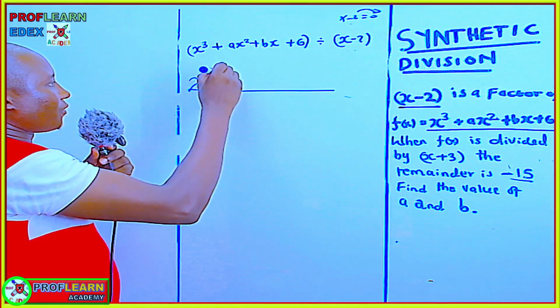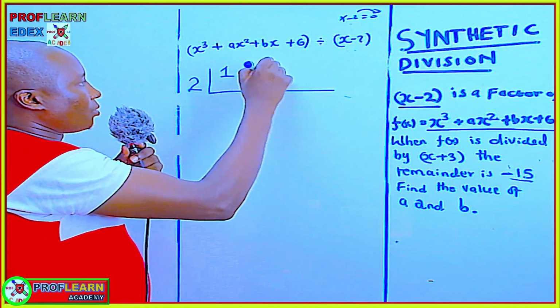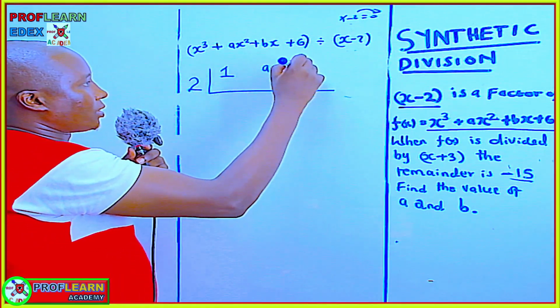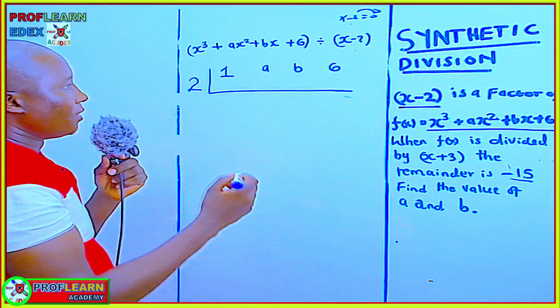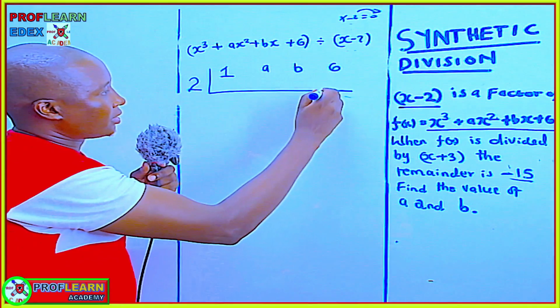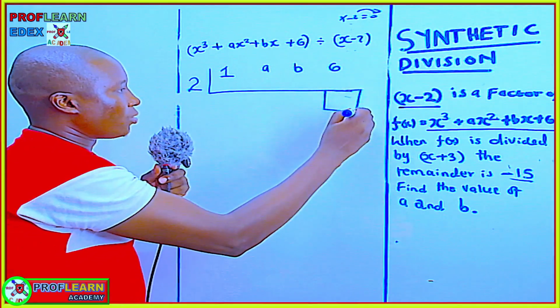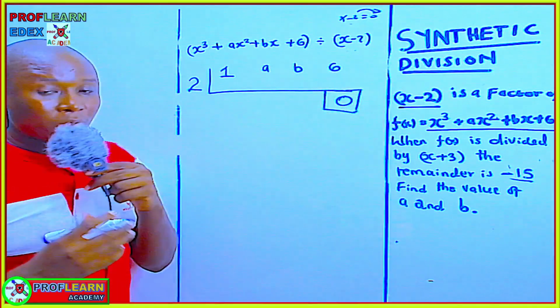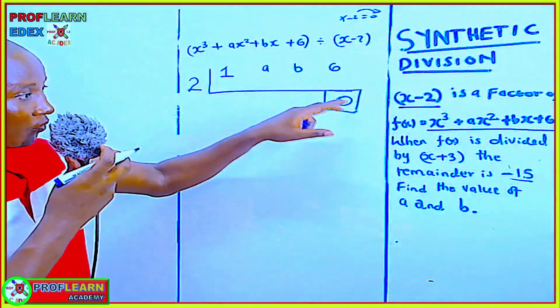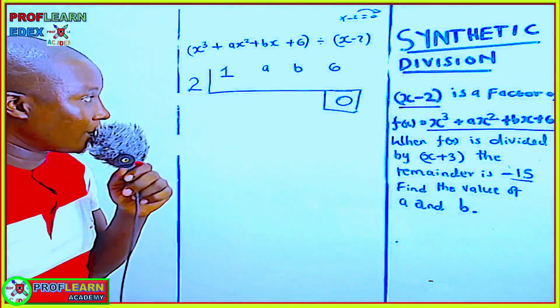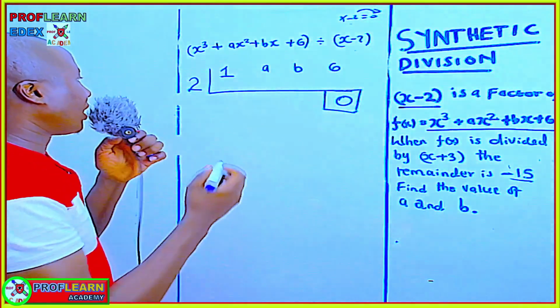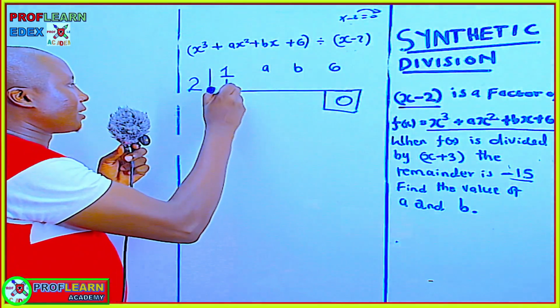We write the coefficient of each term here. The first coefficient will be 1. We shall have a, we shall have b, and then we shall have 6 at the other end. Since this is a factor, we know that at this point we are going to have 0, because the last term is going to give us a 0. Then we take this down.